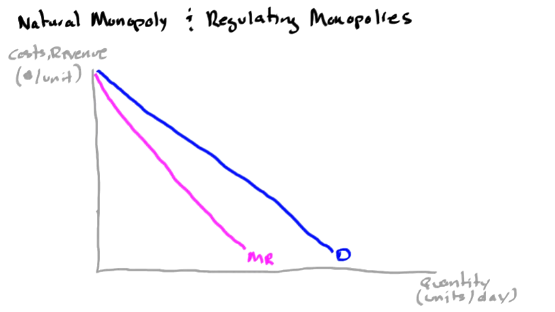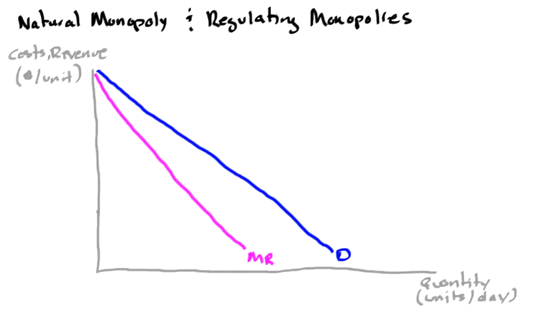Now let's look at natural monopolies and also regulating a monopoly. Generally, it's a natural monopoly like BC Hydro or Transit Authority that would be regulated. Now, of course, if it's a monopoly, the demand curve is a market demand curve, so it's downward sloping. We've got a marginal revenue curve that's going to lie to the inside.